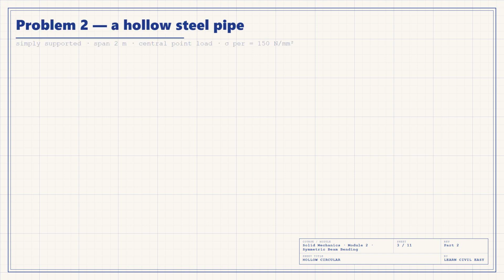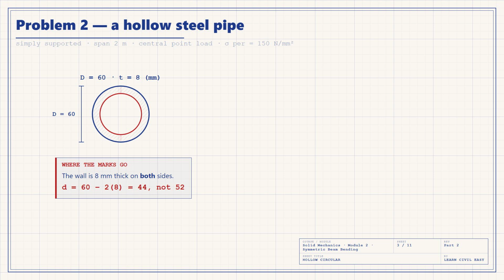Now a shape where students lose marks for a silly reason. A steel pipe, outer diameter 60 millimeters, wall thickness 8 millimeters. It spans 2 meters, simply supported and carries a point load at the center. Permissible stress 150, find the load. First, the inner diameter, and this is where the marks go. The wall is 8 millimeters thick on both sides, so you subtract it twice. 60 minus 2 times 8 is 44 millimeters, not 52.